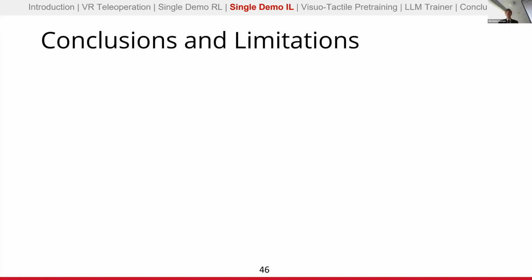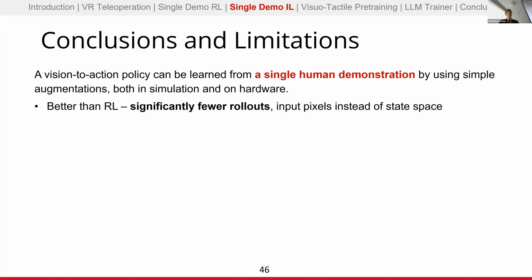So finally, some conclusions and limitations for this work. So overall, we showed that a vision to action policy can be learned from a single human demonstration by using simple augmentations, and this can be done both in simulation and on hardware. Additionally, this performed better than reinforcement learning with significantly fewer rollouts, and also in this case, we were training pixels to actions, while in the reinforcement learning work, we were doing state space input.